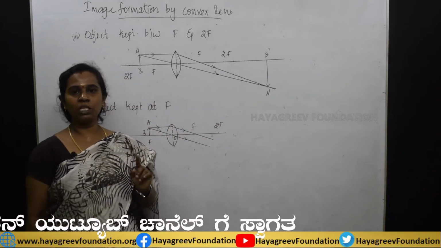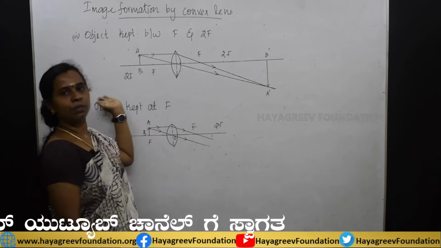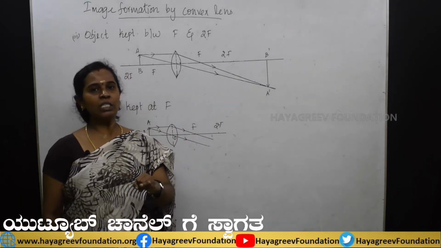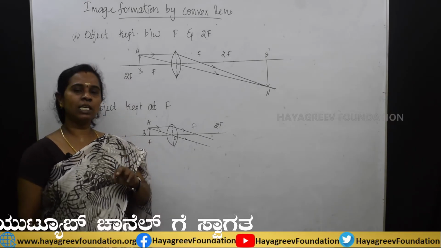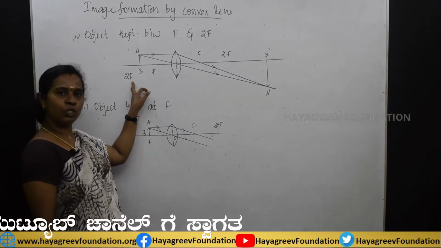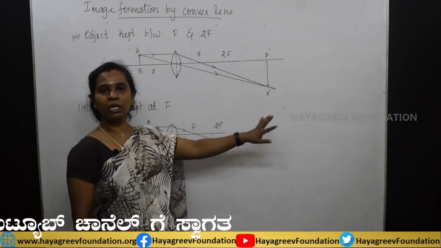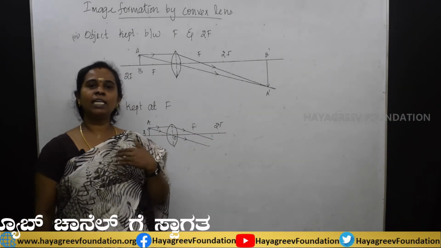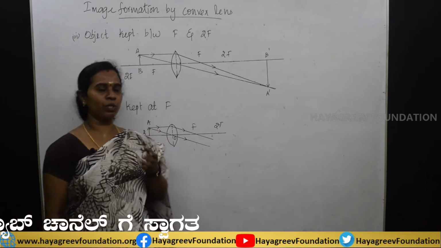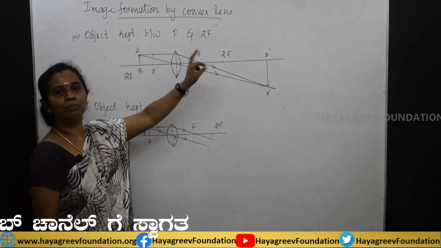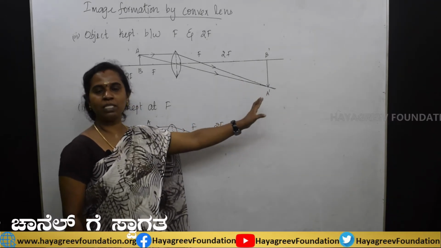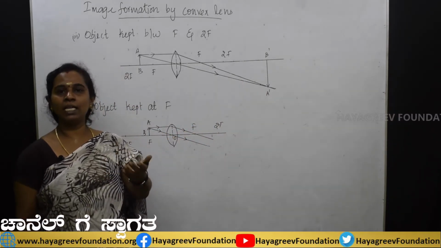First case: object kept beyond 2f, image formed between f and 2f, but real, inverted and diminished. Second case: object kept at 2f, image also formed at 2f, real, inverted and same size. Now object kept between f and 2f means image formed beyond 2f, and that image is real, inverted and enlarged.